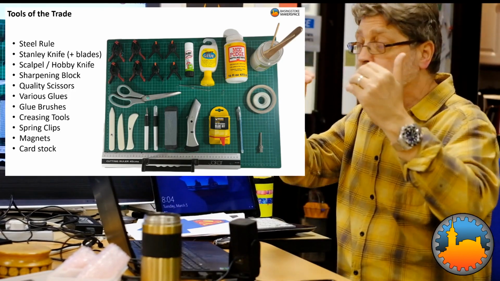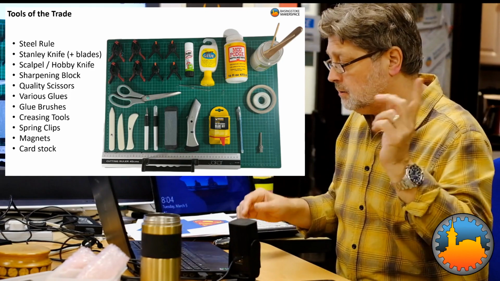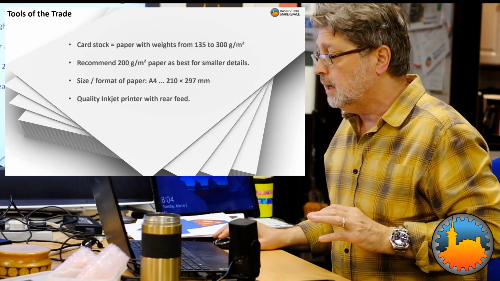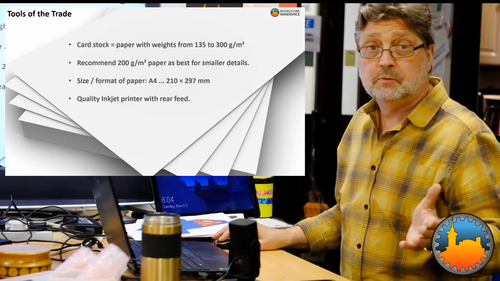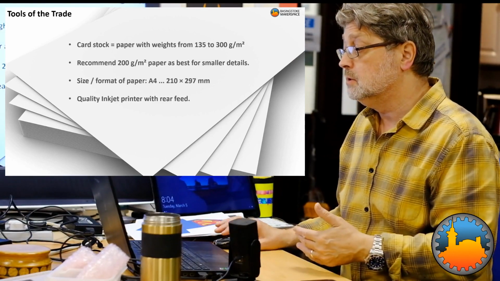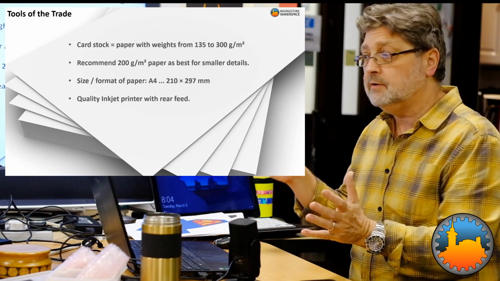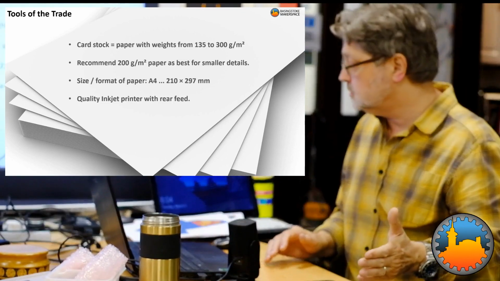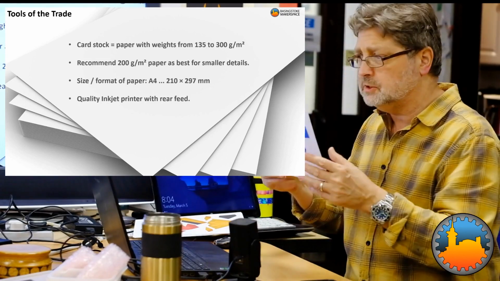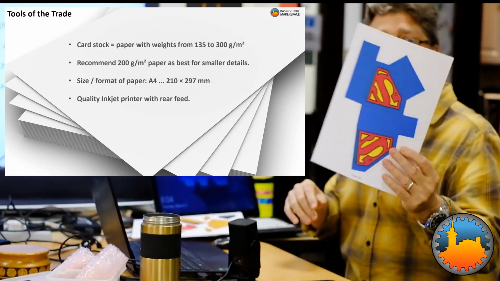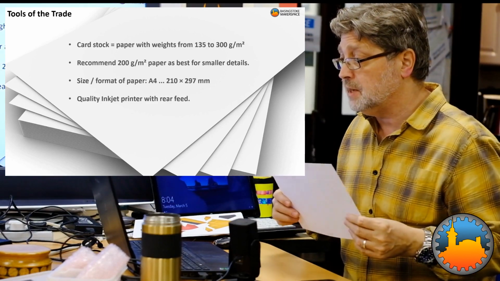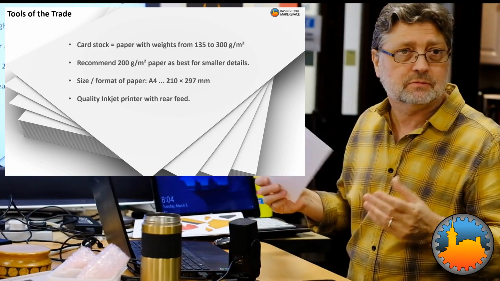We'll go into details and I'll talk in detail, and then we can look at that. And also, of course, you need a medium, so cardstock. So anything from 135 to 300. I tend to use 200 most of the time. This is about 300, which is a bit more rigid. That's GSM, or grams per square metre, whatever.